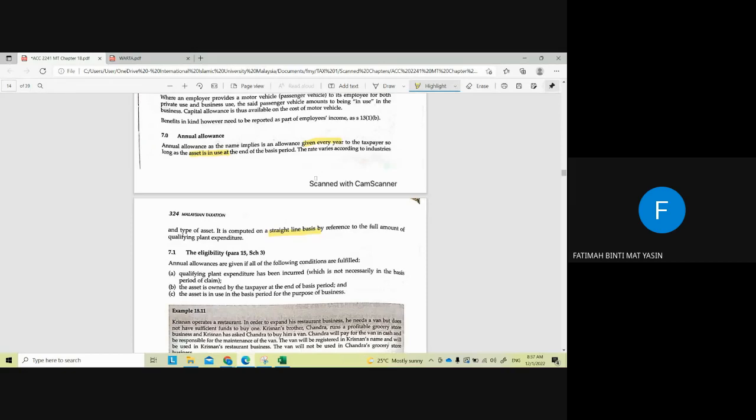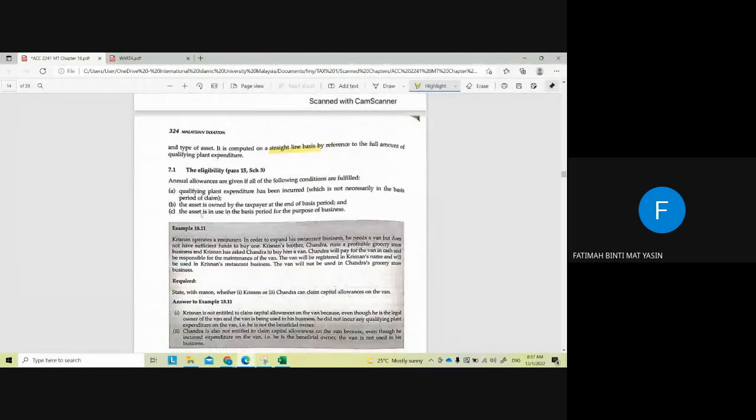So in the exam, you can refer to the book and the rate is also given in the question. So you don't have to worry, which means that you don't have to memorize the rate. For this one, if you look here, the eligibility: annual allowance is given if all the following conditions are fulfilled. It's just like initial allowance. A, qualifying plant expenditure has been incurred. The asset is owned by the taxpayer at the end of the basis period, and the asset is in use in the basis period for the purpose of business. So it is basically similar to the conditions for initial allowance.